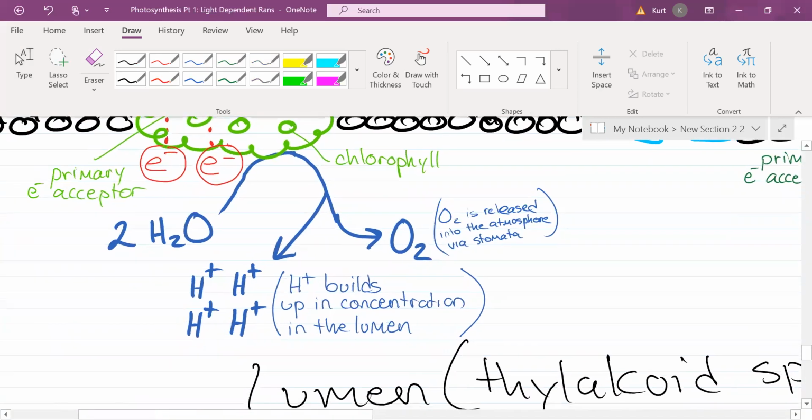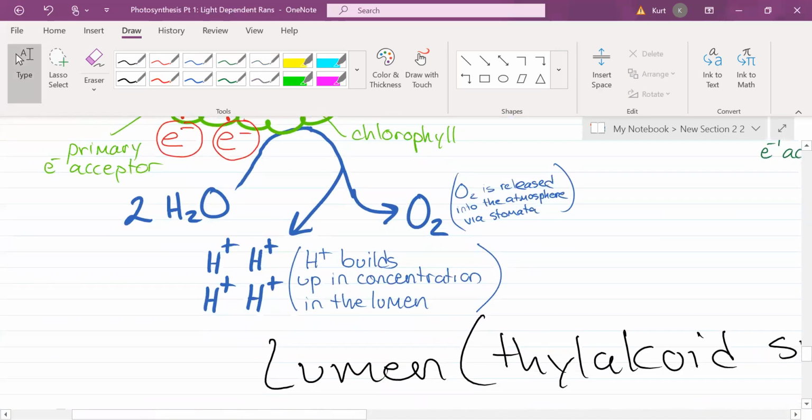Okay, that is step two. Any questions after step one and two? We're a third of the way through. All right, let's go to step three.